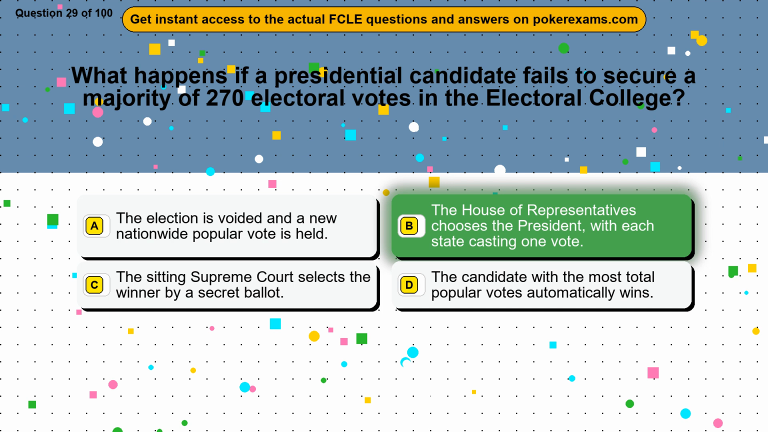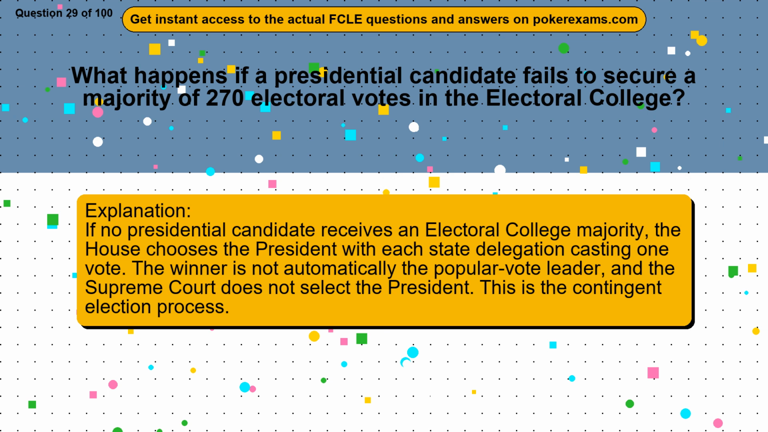The House of Representatives chooses the president, with each state casting one vote. If no presidential candidate receives an electoral college majority, the House chooses the president with each state delegation casting one vote. The winner is not automatically the popular vote leader, and the Supreme Court does not select the president. This is the contingent election process.